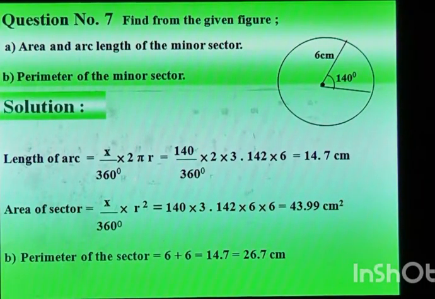Well, the question is, find from the given figure the area and arc length of the minor sector. My dear student, write the length of arc formula, plug in the values. 6 is the radius, x is the angle, so x is equal to 140, and we have given r, that is equal to 6. If you simplify, you get 14.7. Then area of sector is equal to x over 360 into r square. Let's substitute the values and carry on for calculation. Therefore the perimeter would be the sum of all possible sides.